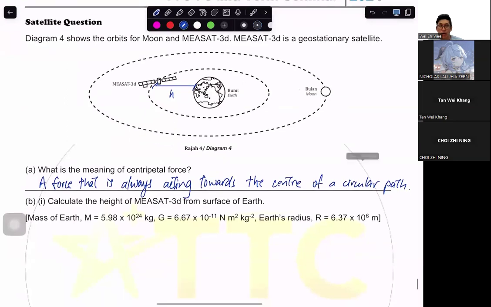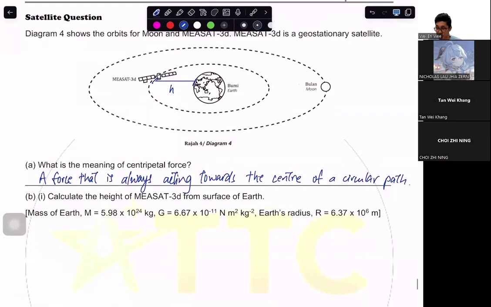Every time we do any calculation for this chapter 3, we use something called R, small letter r. This small letter r is from center to center, meaning from the satellite to the center of Earth only. So that is your small letter r. Whatever small letter r we calculate, you must minus the radius of Earth. Then only you get the h. Okay? Just to inform you.